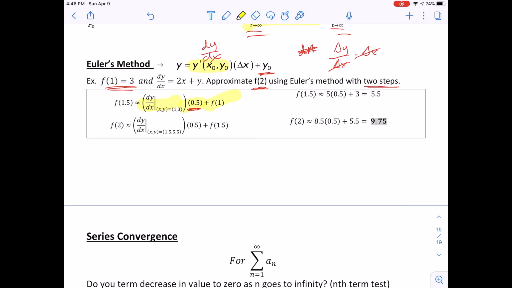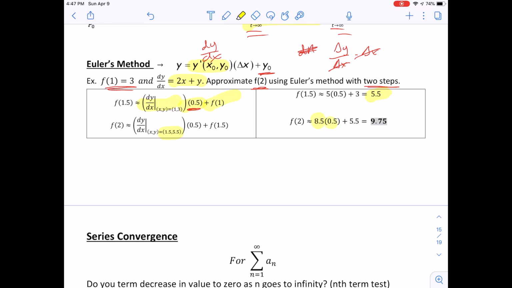So if we were to plug in 1 and 3 into our derivative right there, you're going to get a slope of 5. So we just do 5 times 0.5 plus 3, and we get 5.5. And now we have a new point, and we're going to update our slope. So our slope now, we're going to take the slope when we use 1.5 and 5.5. And so we do that, and we get a new slope. In this case, we're going to get a slope of 8.5.